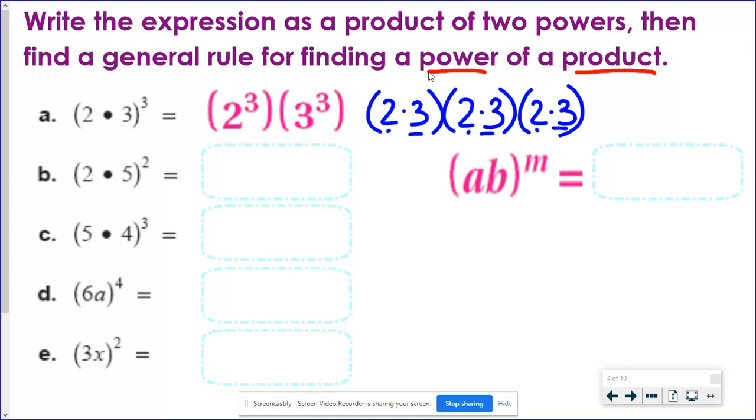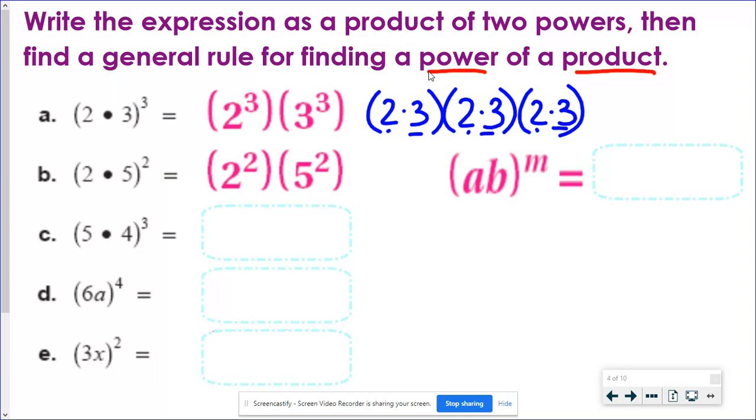I don't really need you to use parentheses here. You could just write it as 2 to the 3rd with a dot, and then 3 to the 3rd. Remember, we're not using x's for multiplying, so make sure that you're careful with that. Based on that one, I'm hoping that you can figure out what b is going to be. 2 times 5 squared. I'd have 2 times 5 and then another 2 times 5. That would be 2 squared and 5 squared.